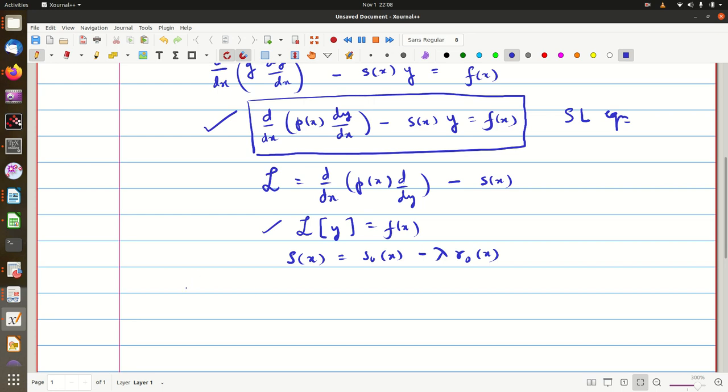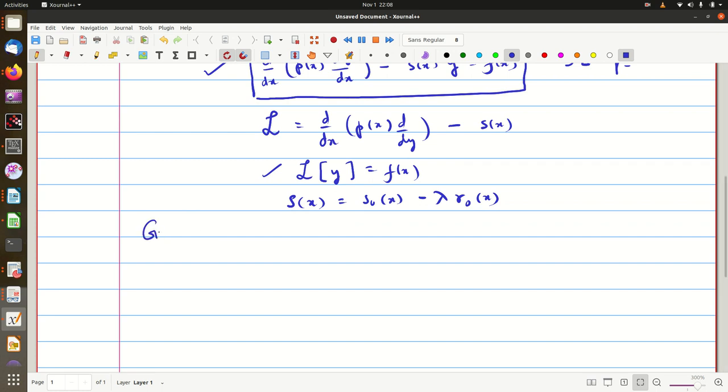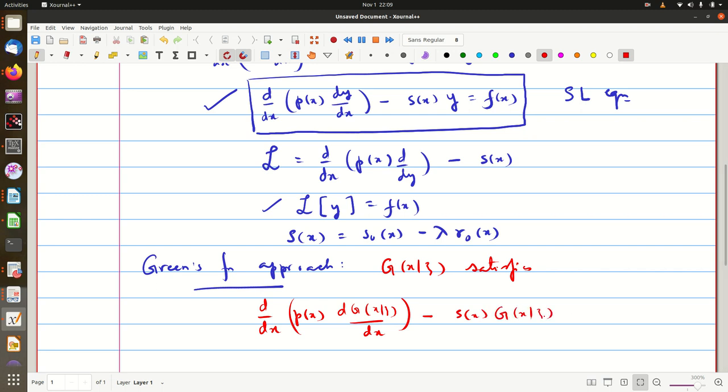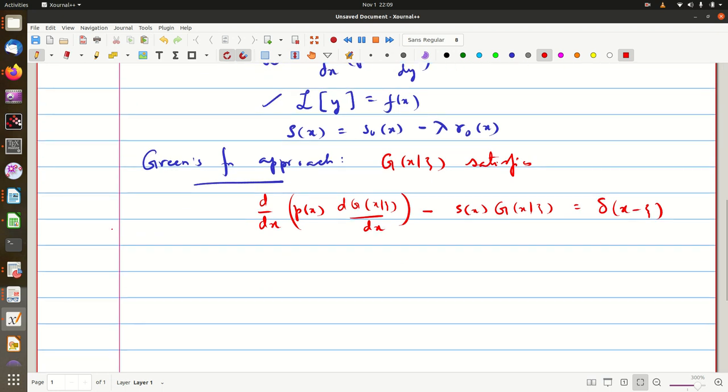So how do we wish to solve this? We want to use the Green's function approach. So what does the Green's function approach tell us? First and foremost, the Green's function G of x comma xi satisfies d by dx of p of x dG of x comma xi by dx minus s of x G of x comma xi, and this is the solution when f of x is delta of x minus xi. This is the first point that we should know.